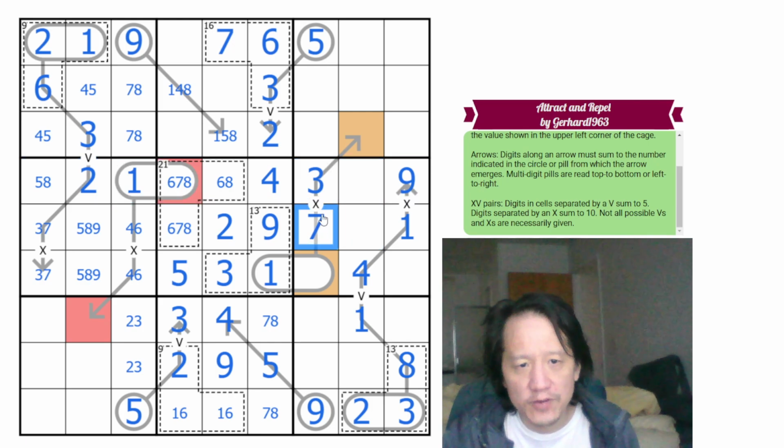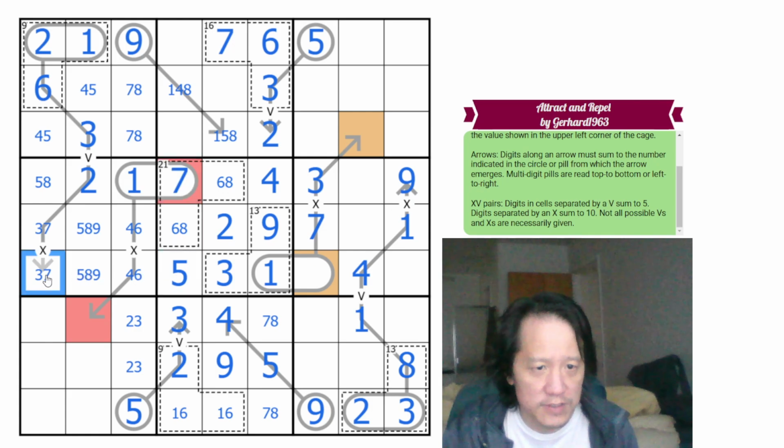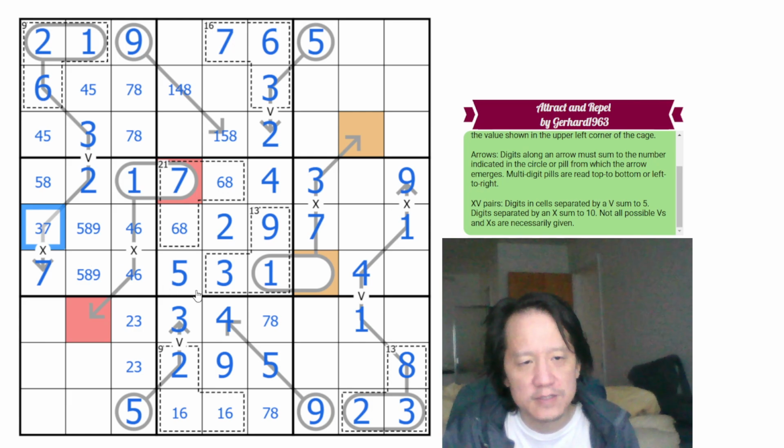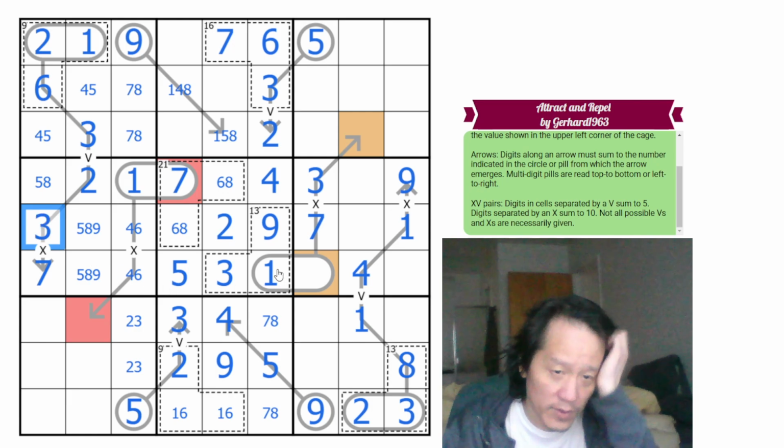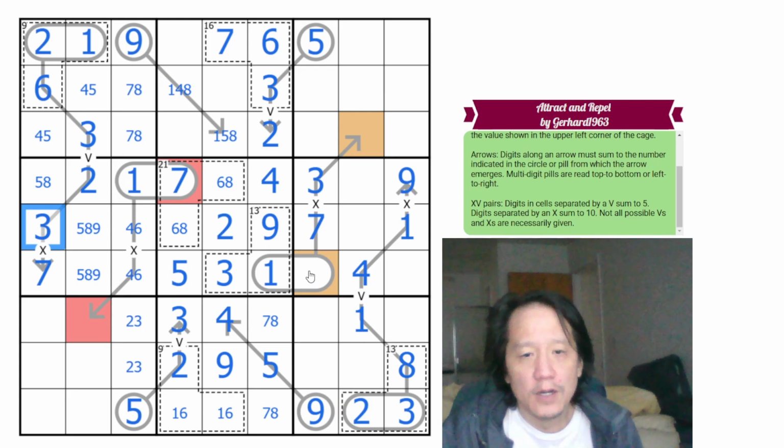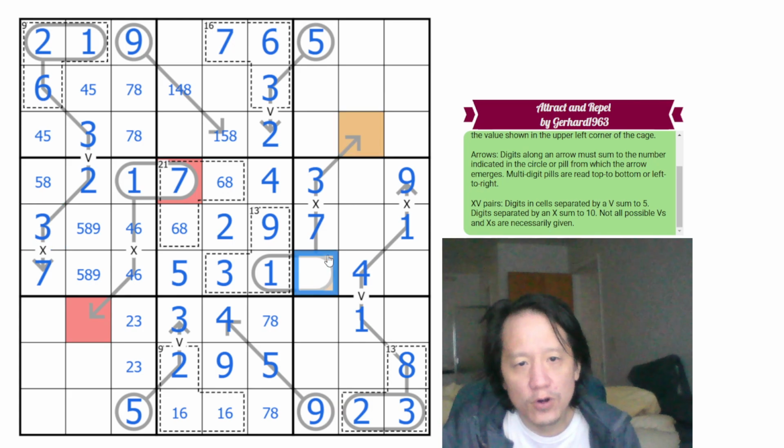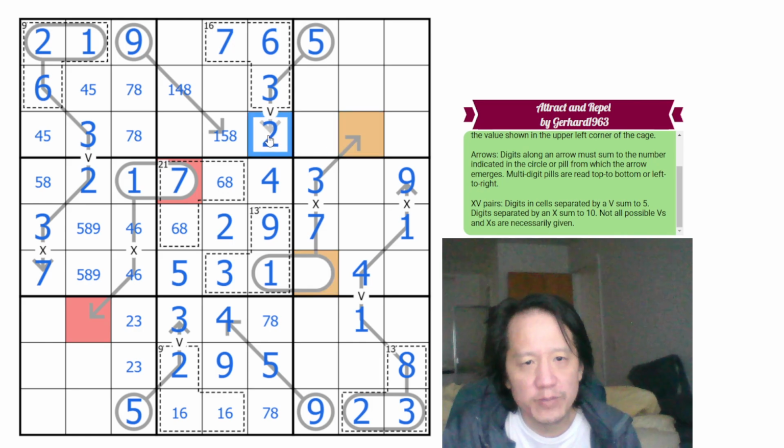So this is 7 now. This cannot be 7 now, so this must be 7. This 3 means this is a 7. That also means that 7 means that's a 3. This cannot be 4. This cannot be 2. What else could it be? So this can't be 2 because this can't be 2. Therefore, the 2 has to be here in row 6.